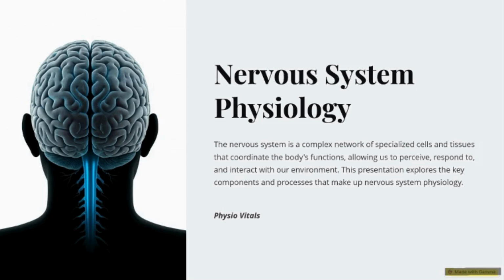So the nervous system is a complex network of specialized cells and tissues which coordinates the body's function, allowing us to perceive, respond to and interact with our environment. This presentation explores the key components and processes that make up nervous system physiology.